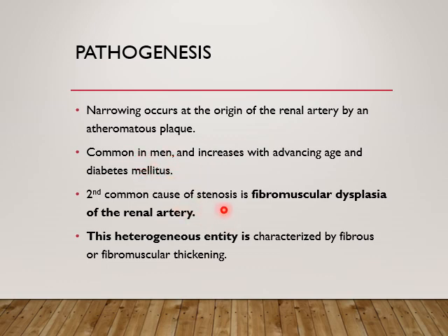The second most common cause of the stenosis is fibromuscular dysplasia of the renal artery. So what is fibromuscular dysplasia of the renal artery? It is a heterogeneous entity associated with fibromuscular thickening of the three layers of the vessel. You should remember that there is thickening of the tunica intima, media and adventitia of the renal artery, which causes obstruction or stenosis of the renal artery, leading to ischemia and elevated release of renin and other mechanisms which play a very important role in causing hypertension.